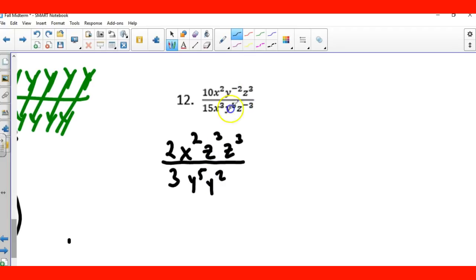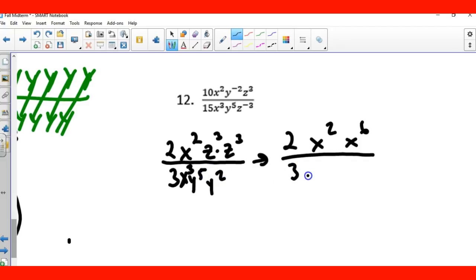So now, right here, combine like terms. You have 2, and then right here, you see what I did right here? x cubed at the bottom. There we go. So I have 2, x squared, and then z and z cubed. I'm multiplying these, so I add the exponents. 3 plus 3 is 6. Right here, 5 plus 2 is 7.